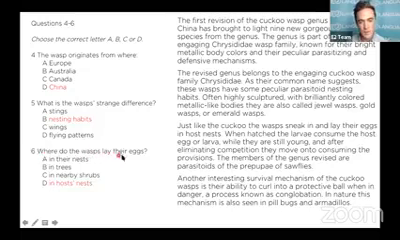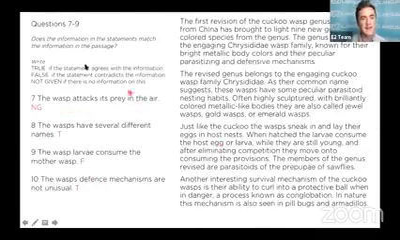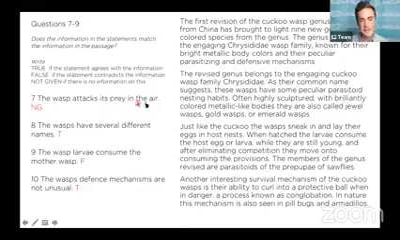6. Where do the wasps lay their eggs? In hosts' nests. So here's the word egg. Here we go. Just like the cuckoo, the wasps sneak in and lay their eggs in host nests. That's the answer for 4, 5, and 6. Now, the wasp attacks its prey in the air, not given. It mentions nothing about attacking prey. Number 8, the wasps have several different names. Yes. Where does it say that?